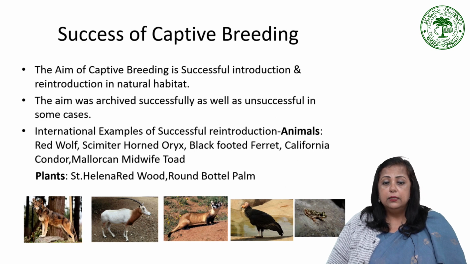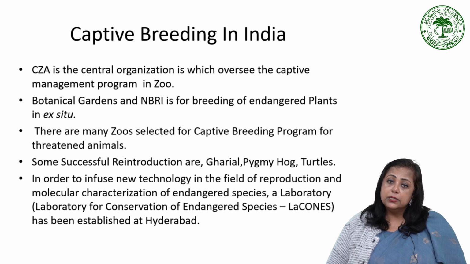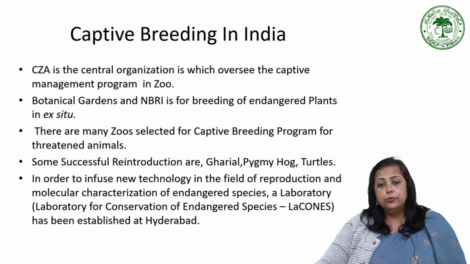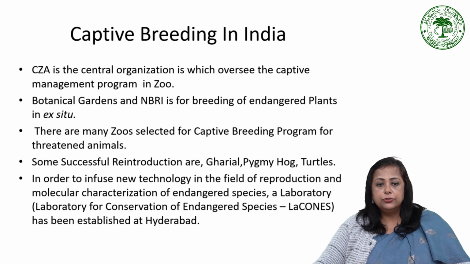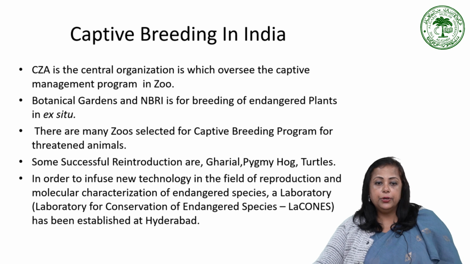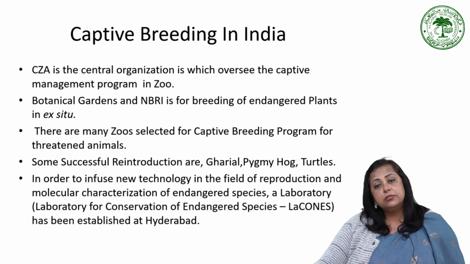This is the international. We have captive breeding programs in India. There are many successful programs in India also. Like Central Zoo Authority is the central organization which oversees the captive management program in zoos. Botanical Garden and NBRI, National Botanical Research Institute, is for breeding of endangered plants ex-situ. So there are many zoos selected for captive breeding programs for threatened animals. Some successful reintroductions are the gharial, pygmy hawks, turtles. So these are some very successful captive breeding programs in India.